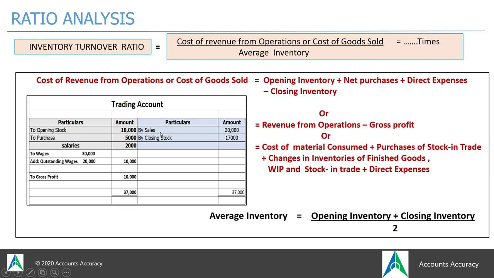If your net sales is on the credit side, from that if you deduct your gross profit, you would easily be able to get your cost of goods sold. This can either be calculated by using opening stock plus net purchases plus direct expenses minus closing stock, or you may calculate it, if you are provided with revenue from operations, by deducting your gross profit from that. This is another formula which could be applied, but this generally doesn't come in exams. And for average inventory, you know, opening inventory plus closing inventory divided by 2, you have to find out the average of opening and closing.